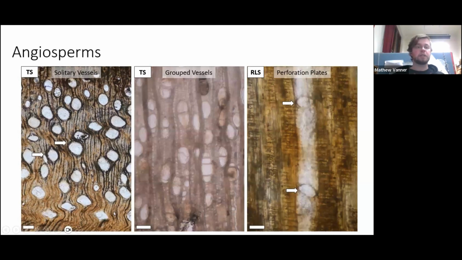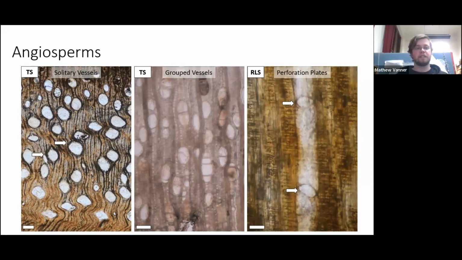Right, on to the angiosperms. Angiosperms, in comparison to conifers, which have those 3 cell types with maybe 3 variations amongst them, have more like 200 variations of the various cell types, which means that the actual identification of an angiosperm is much more involved and can be much more complex and time-consuming.